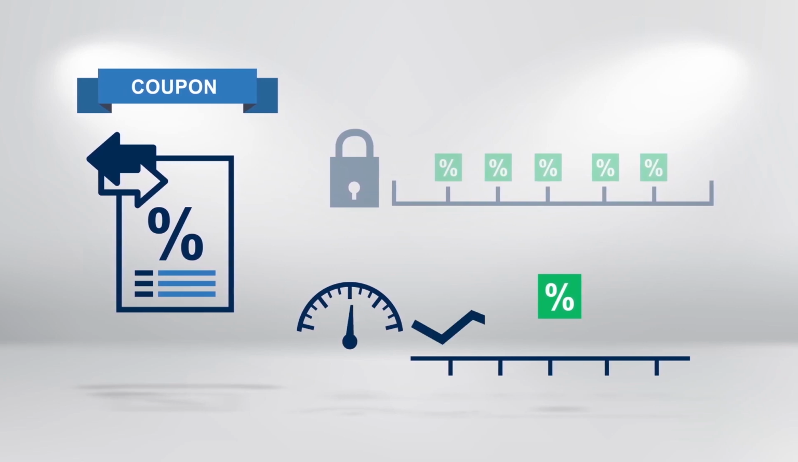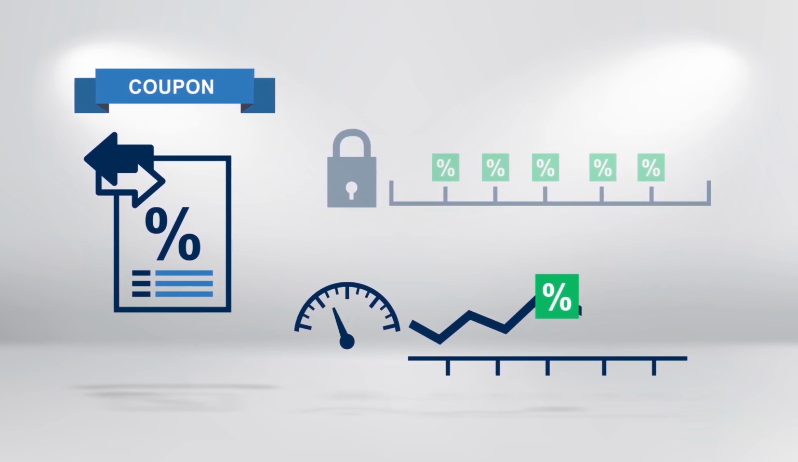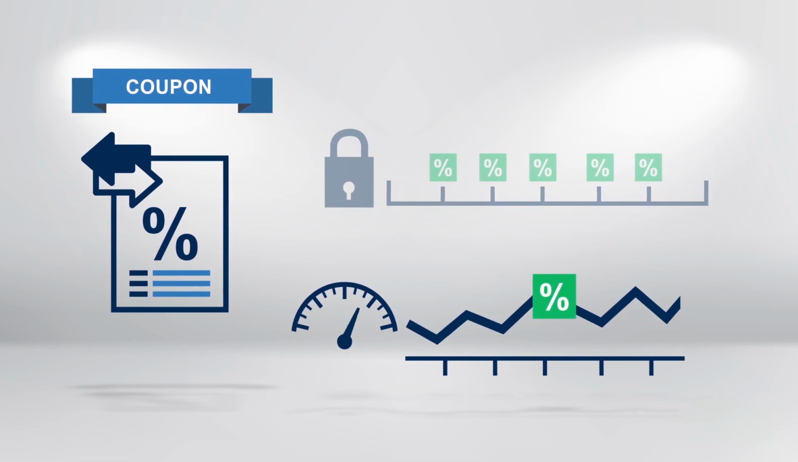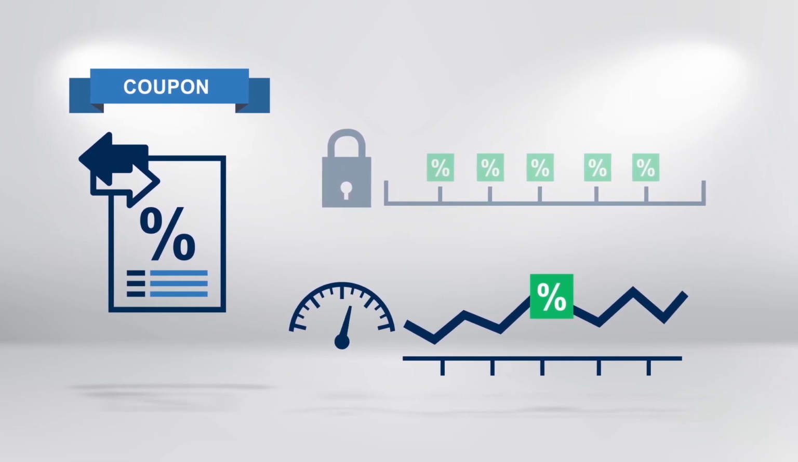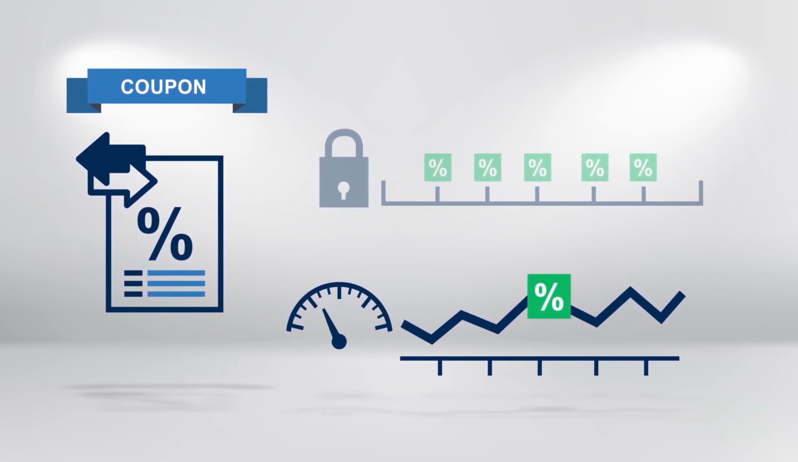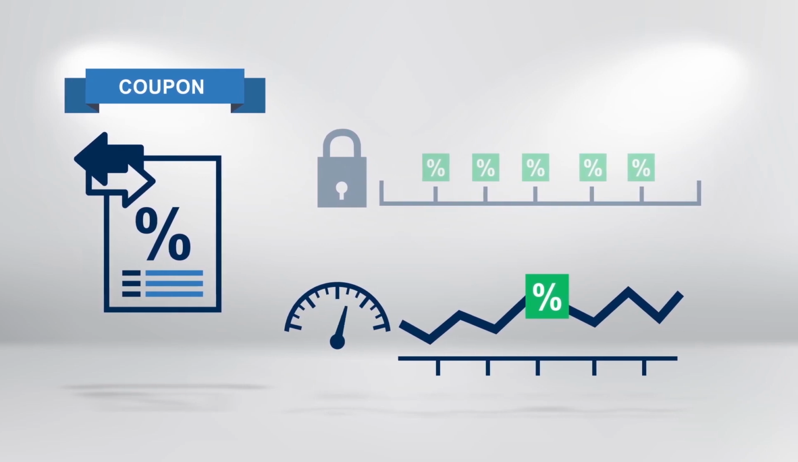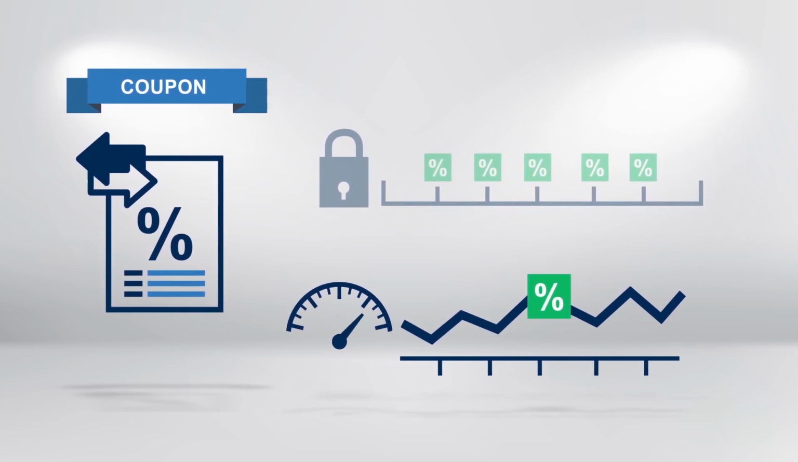top of a benchmark interest rate. So, for example, the 3-month LIBOR rate. As a result, the coupon is set to be paid at predefined intervals, for example, every 3 or 6 months.